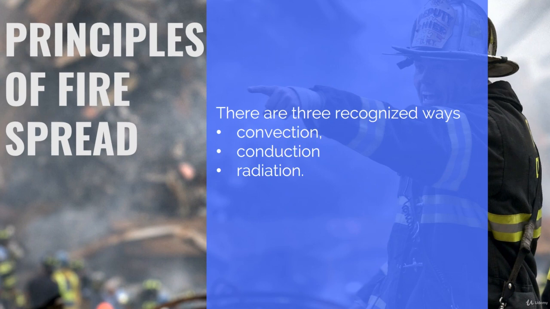Once a fire has started and there is sufficient fuel and oxygen to sustain it, there are three recognized ways in which it can spread within the building. The three ways are convection, conduction, and radiation. There are also the effects of direct burning and heat transfer to take into account. The first way we have to discuss is convection.